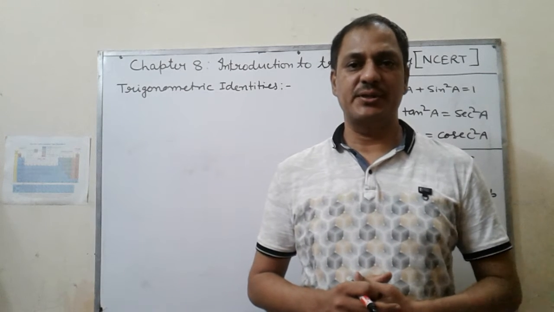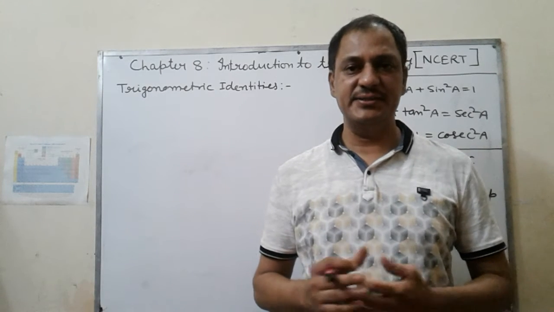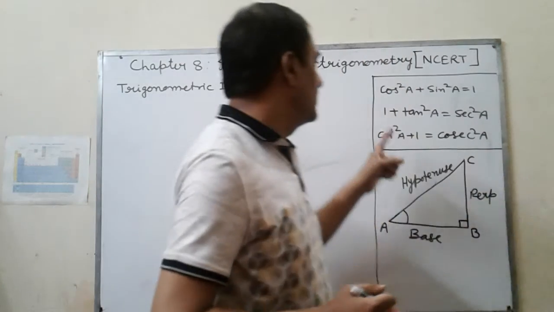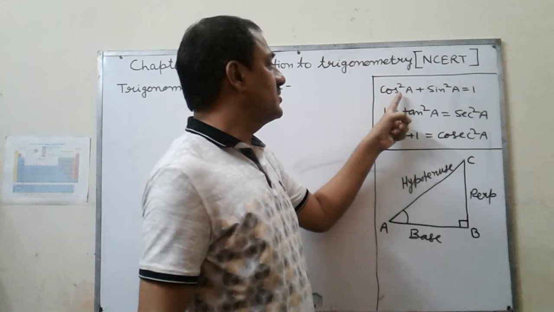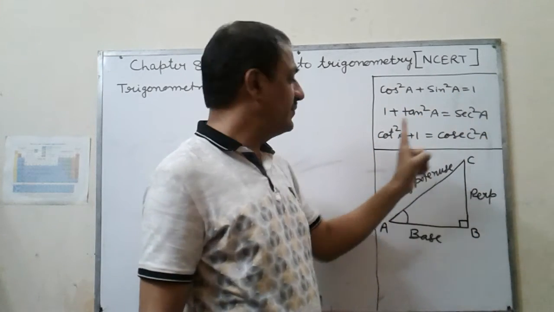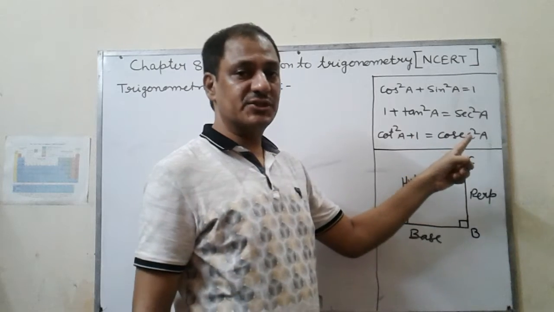Today I am going to discuss trigonometric identities. In this section, we will prove three trigonometric identities. The first one is cos square A plus sin square A equal to 1, then 1 plus tan square A equal to sec square A, and cot square A plus 1 equal to cosec square A.